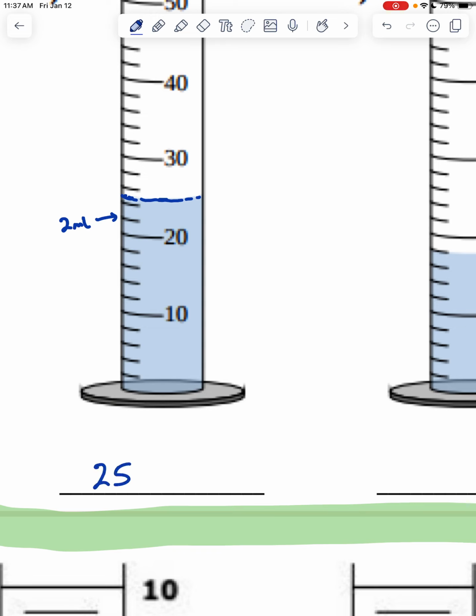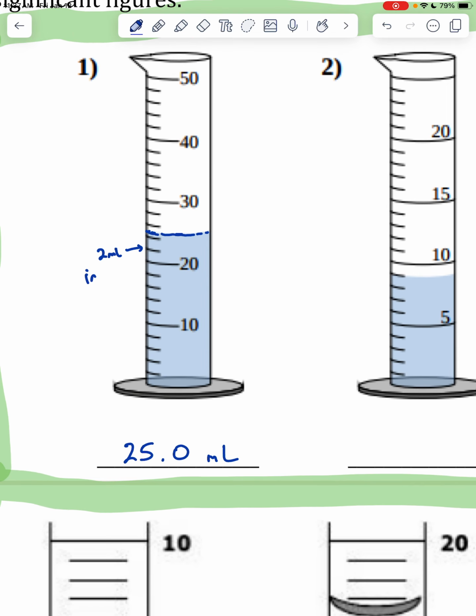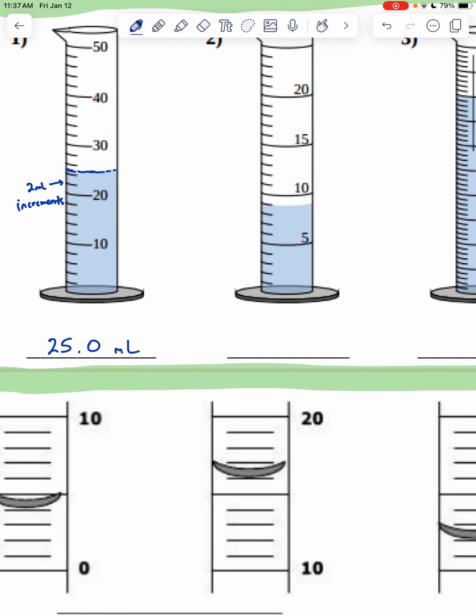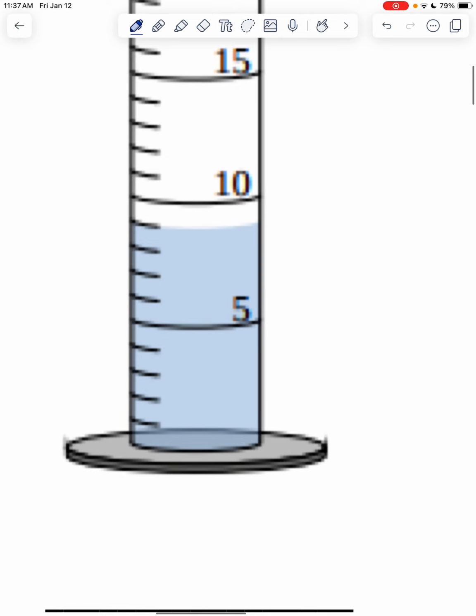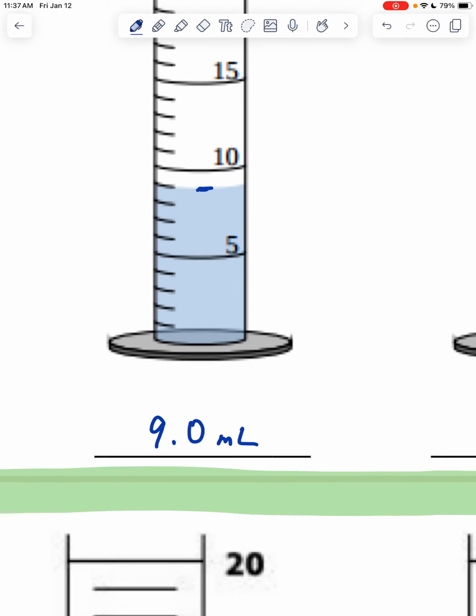And if I want to say that's about exactly 25, then I would just add that single digit of estimation there. And I'll make sure I write increments so that you don't get confused saying that, oh, that's 20, why is that 2 milliliters? Over here, each one goes up by ones. So this one's a little bit nicer. This seems to be right at 9 milliliters, so I would say 9.0 milliliters.